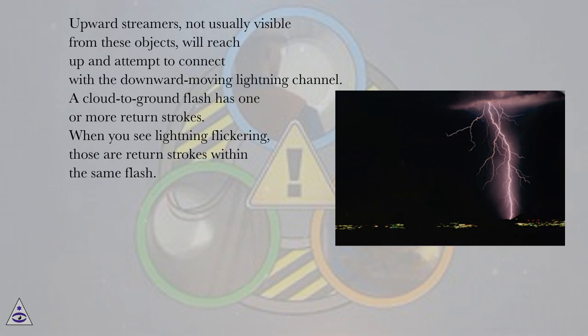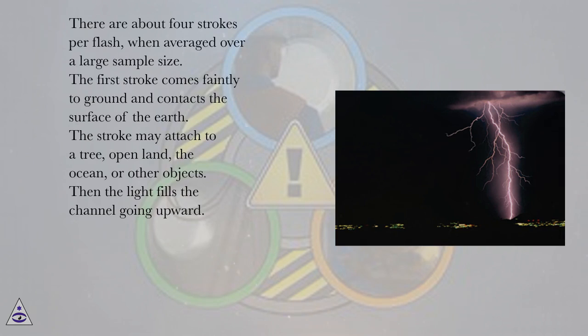A cloud-to-ground flash has one or more return strokes. When you see lightning flickering, those are return strokes within the same flash. There are about 4 strokes per flash, when averaged over a large sample size. The first stroke comes faintly to ground and contacts the surface of the earth. The stroke may attach to a tree, open land, the ocean, or other objects.